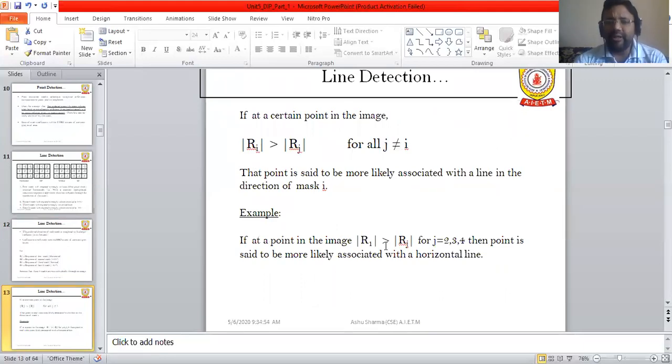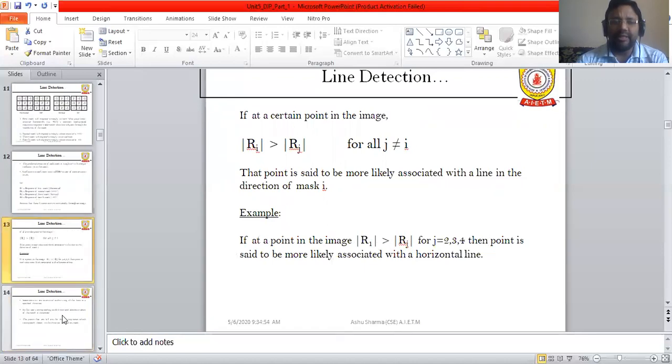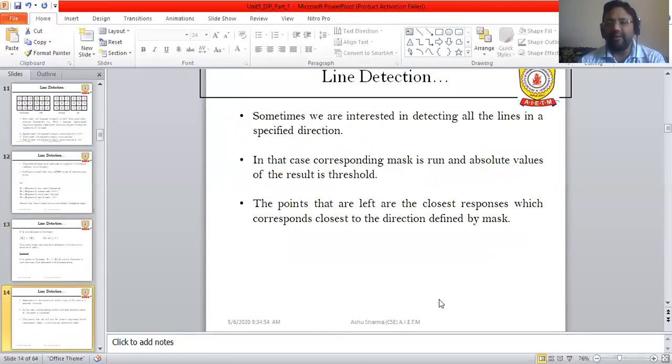If at a point in the image R1 is greater than Rj, where j is 2, 3, and 4, then point is said to be more likely associated with a horizontal line. This is the way we can detect alignment of a line and line detection.